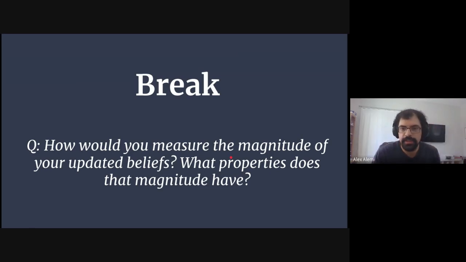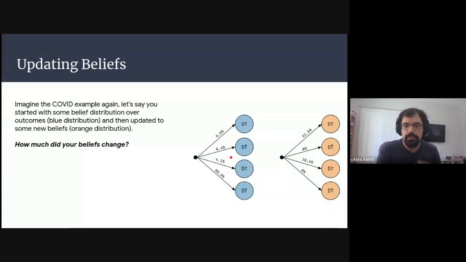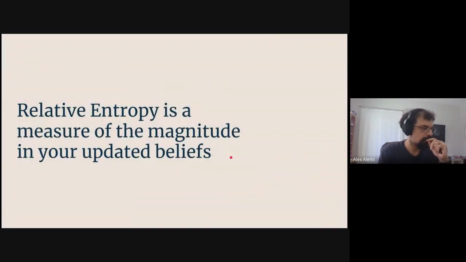Okay, let's talk about this next thing. I had some belief, and I changed my belief, and I want to talk about how much my belief changed. What properties should the change in belief function have? Well, I don't know, but I'll tell you. Relative entropy, I think, is a good way of measuring updates in change of belief.